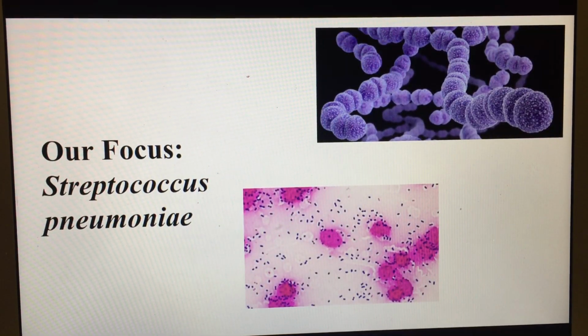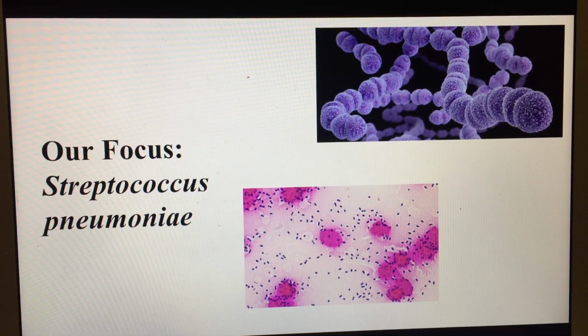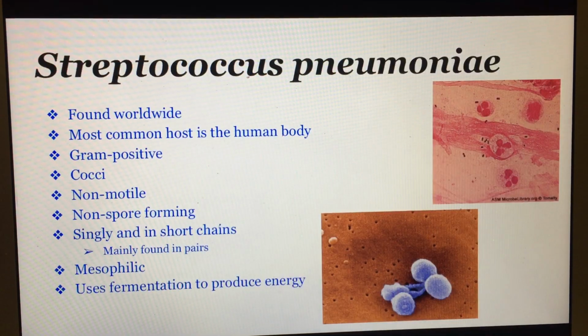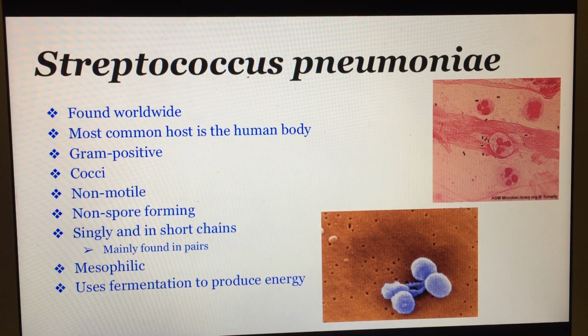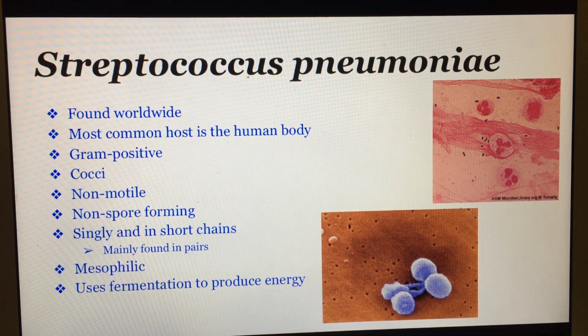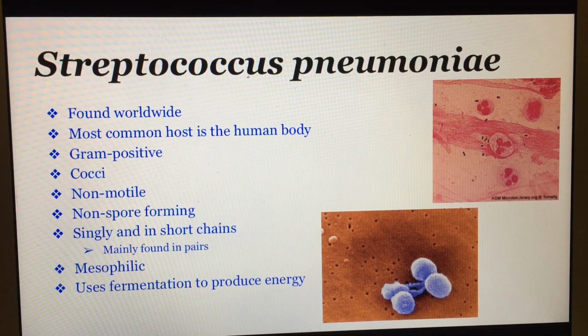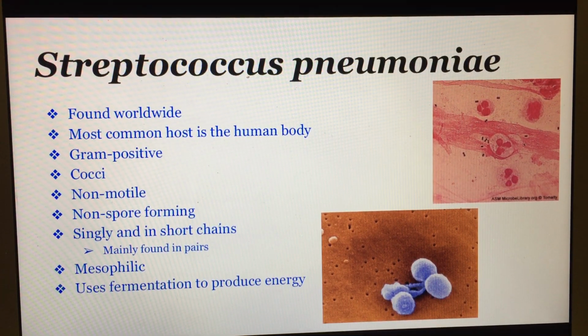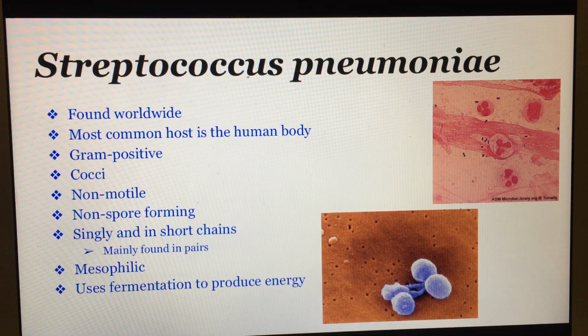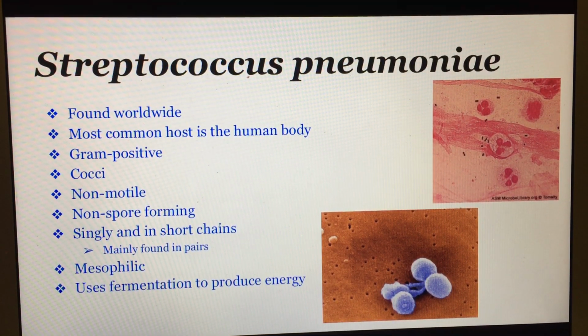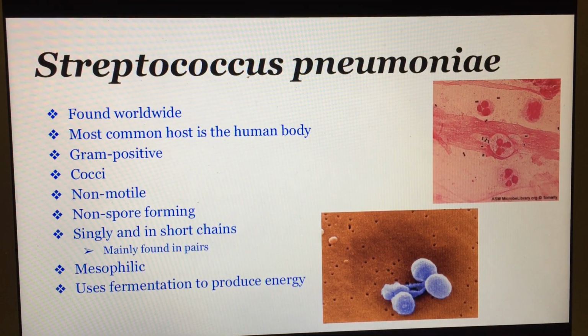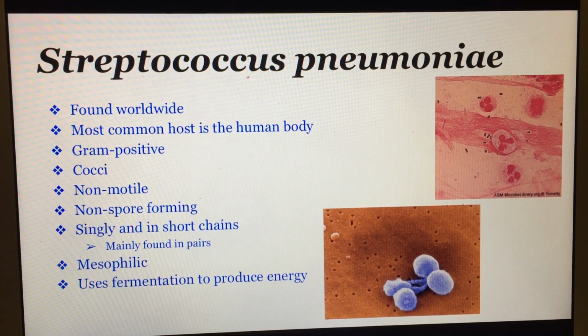For the focus of this presentation, we will focus on Streptococcus pneumoniae. This bacteria is found worldwide. The human body is the common host for this bacteria, and Streptococcus pneumoniae is a gram-positive, non-motile, cocci-shaped microorganism, and cocci-shaped microorganisms are most likely found in pairs. It is mesophilic, and it uses fermentation to produce energy by converting the glucose into lactic acid.